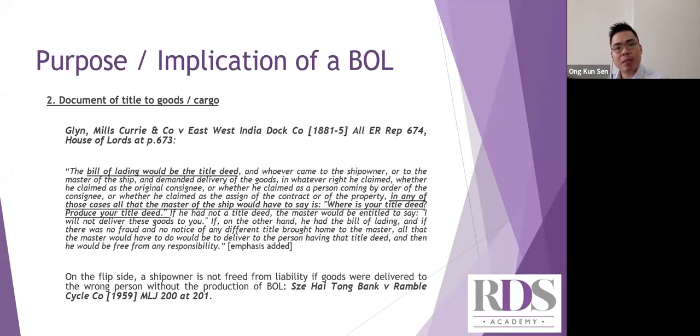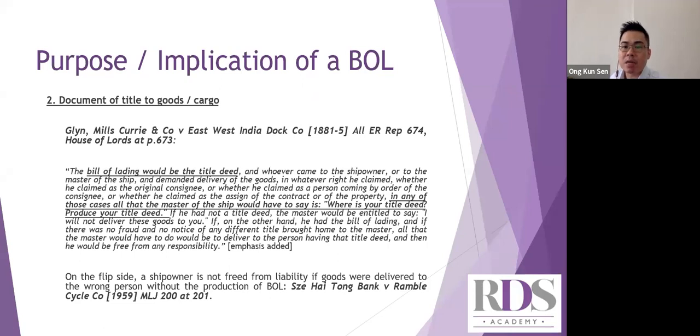Second, the document of title to goods or cargo. Like I said, if Kuhan is an end user, I have given him a BOL. Then upon the presentation of the BOL to the ship owner, Kuhan can get the goods from the ship owner. So this is what the House of Lords has said. The bill of lading would be the title deed.